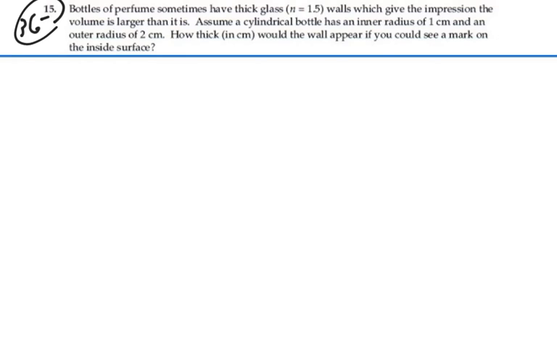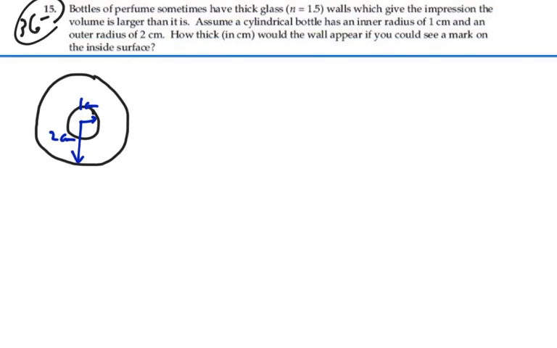Alright, so let's take a look at this cross-section of this bottle. We have an inner radius of 1 centimeter and an outer radius of 2 centimeters. If I were to look at a wall of this bottle, it might look something like this, where it's actually thinner on the inside than it is on the outside. Hence, that would be the signature of a diverging lens.